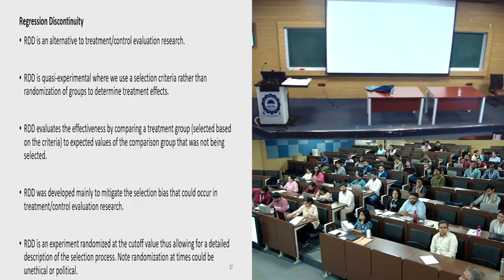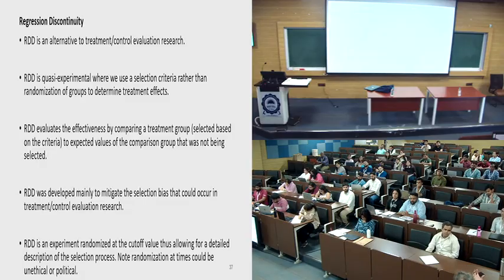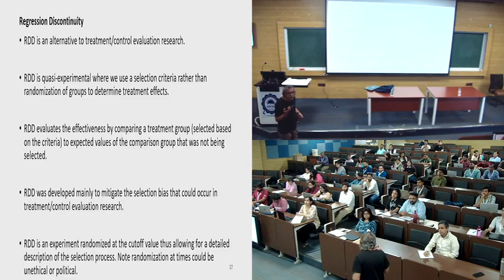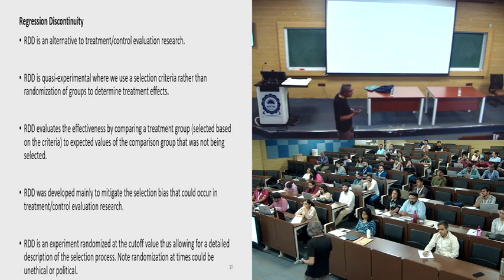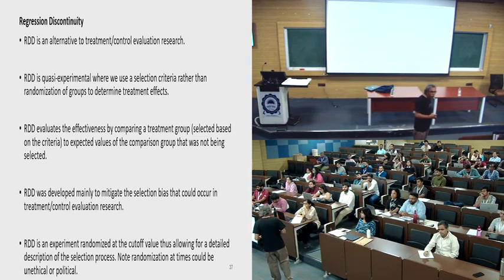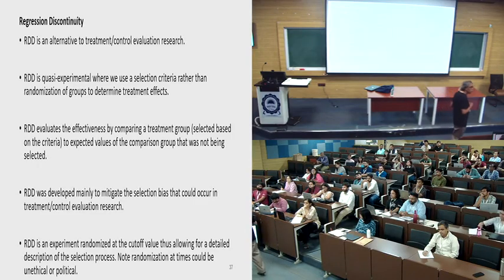So what is the RDD then doing? RDD is nothing but, you can think of this as an alternative. And the origin of the alternative is that it is quasi-experimental in nature. And why is it quasi-experimental in nature? Because it uses something like a selection criteria. What kind of selection criteria can you think of?